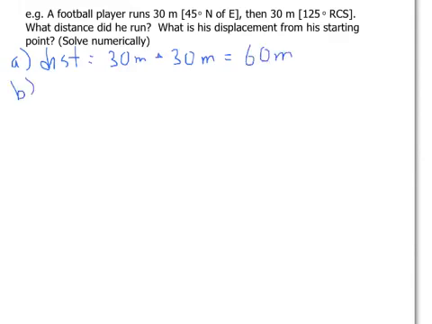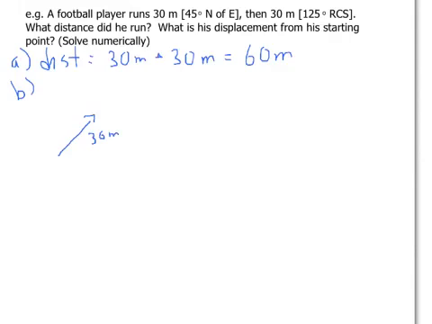Part B, what's his displacement? Now, because displacement is a vector quantity, we now have to take into account the different directions. First, let's make a sketch of the situation. First, he runs 30 meters at 45 degrees east of north. So our first sketch should look something like this, 30 meters.